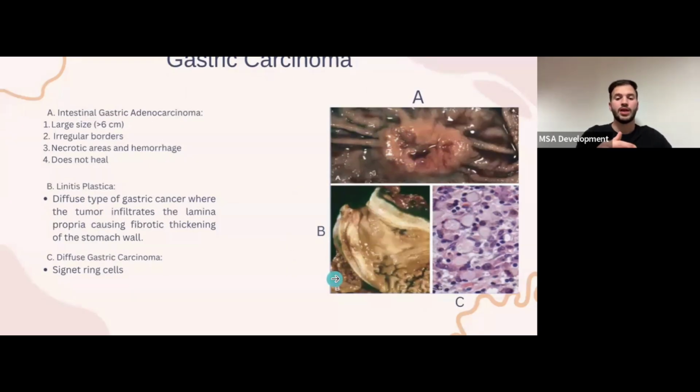It's a diffuse type of gastric cancer where the tumors infiltrate the lamina propria, causing thickening, as you can see here, thickening of the stomach wall. Finally, as you can see here, guys, we're having a signet ring cell. Obviously, this is a diffuse gastric carcinoma.